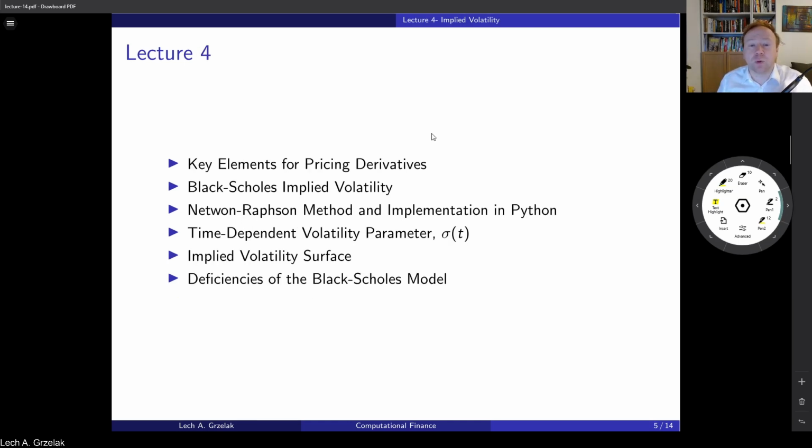In lecture number 4, we concentrated on the idea of implied volatility. This was a rather practical lecture where we discussed the deficiencies and limitations of the Black-Scholes model, and what the market practice is once we talk about the Black-Scholes model, and what the standard is that is used to quote European type options. Of course, this is related to the Black-Scholes model, so I think this is the key element here.